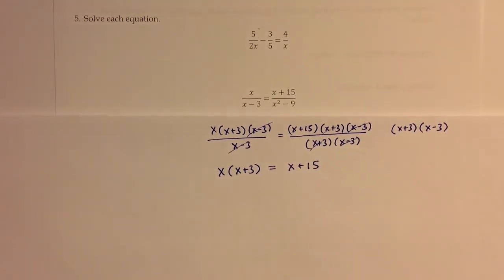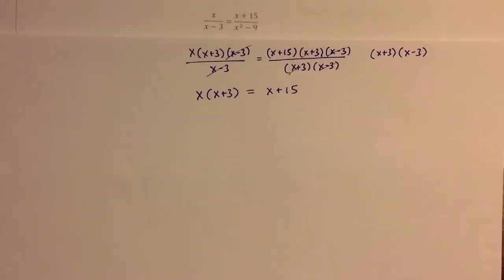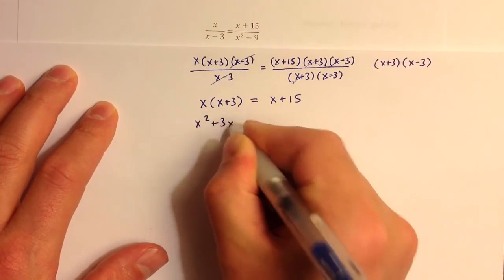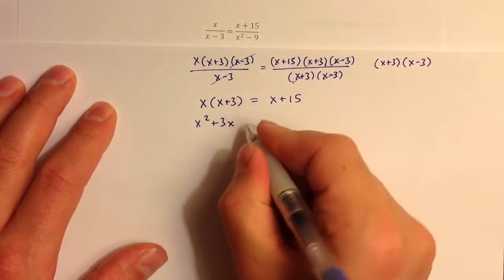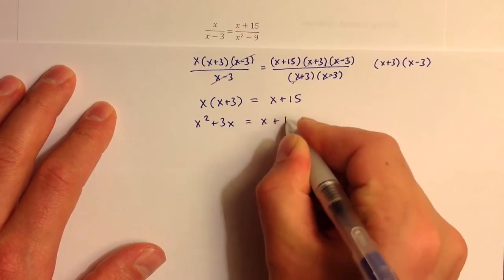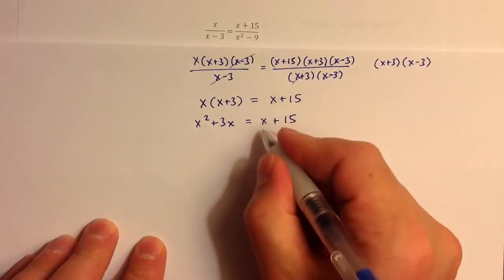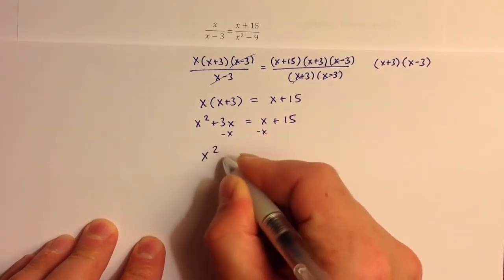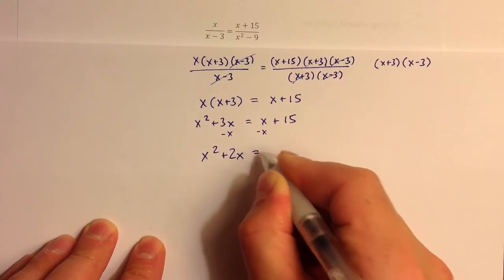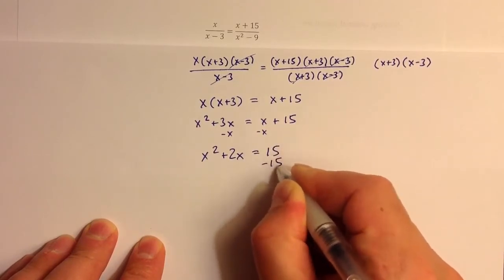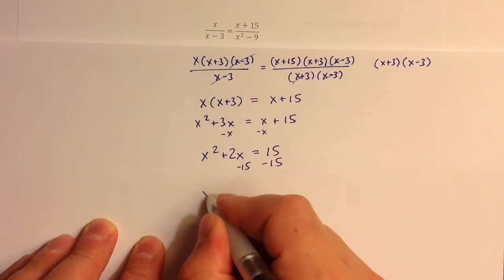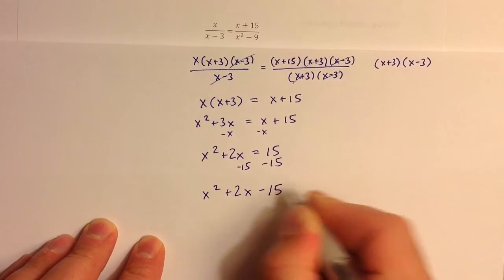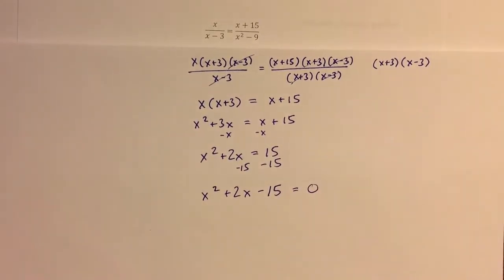This is going to turn out to be a quadratic equation because when we multiply it out, we get x squared plus 3x. Those are not like terms, so I can't combine them. But we can solve this by factoring. If I move the x term to the other side, we get x squared plus 2x equals 15. If I subtract 15 from both sides, I want to get 0 on one side of the equation and all the other terms on the other side.